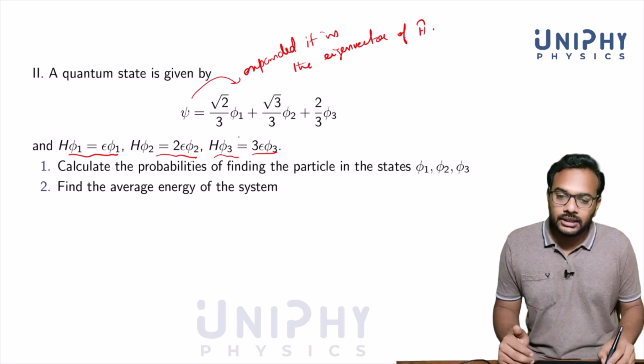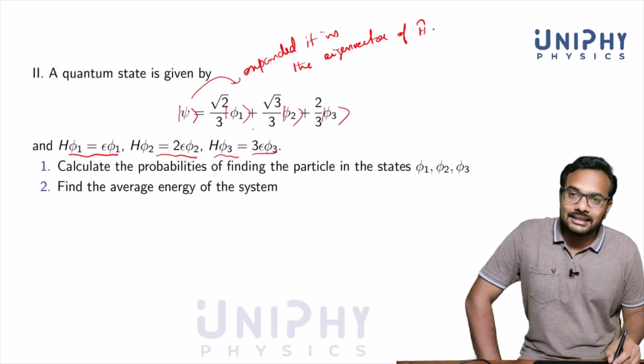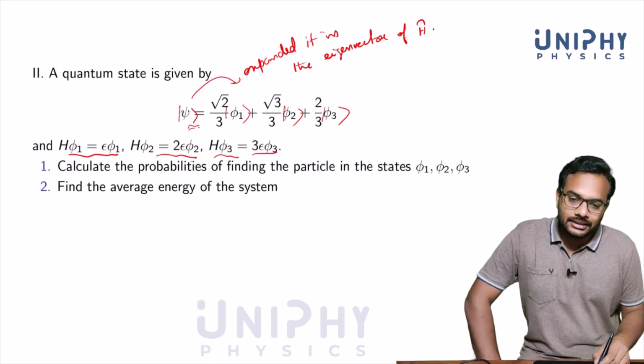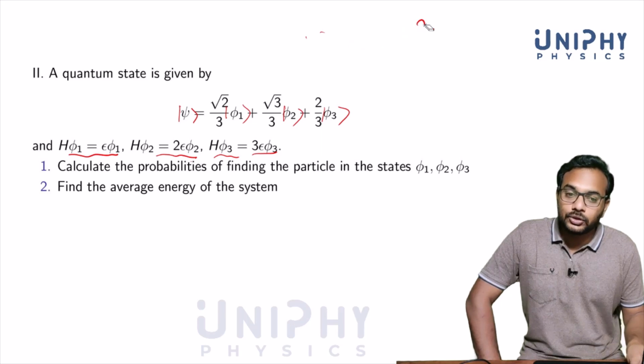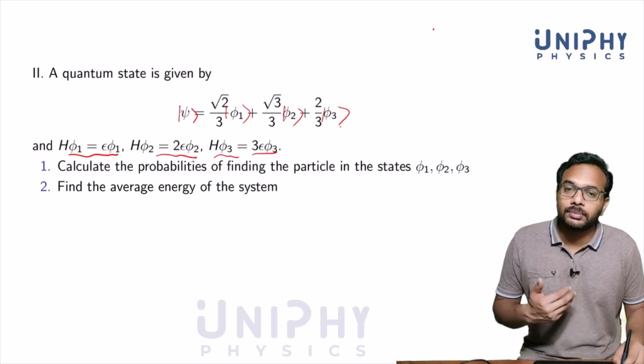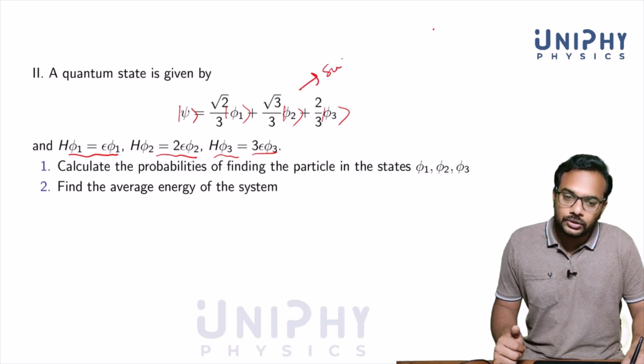So what happens before measurement? This is the state. It's nice to have the kets around here, so let's put them, though it doesn't really matter. So in the beginning, this is the state psi. The state is completely known. Before you make a measurement, it's in a superposition state, a superposition of states phi 1, phi 2, and phi 3. This is what we call superposition.